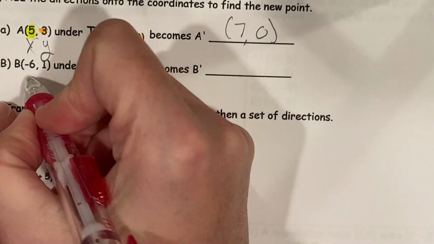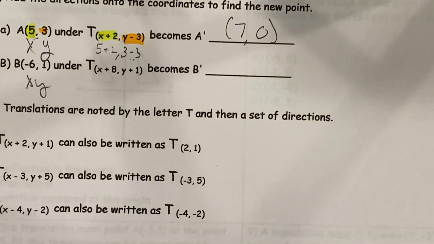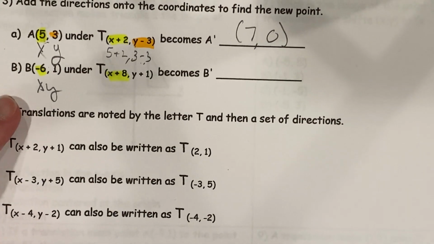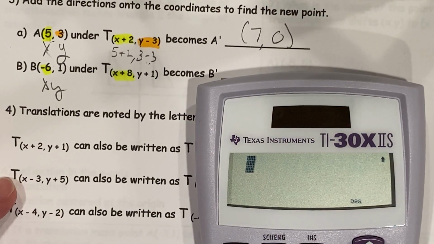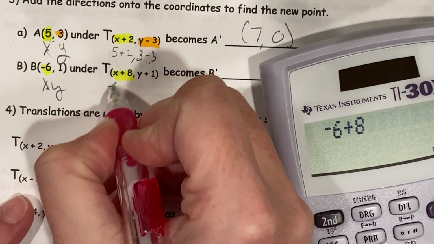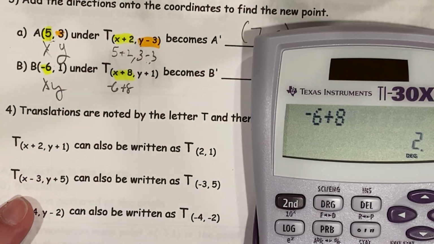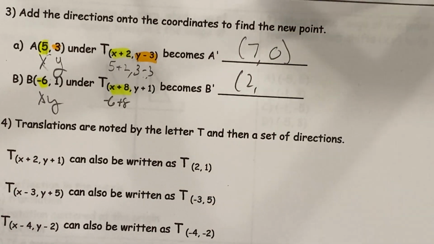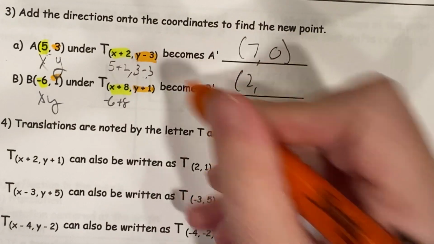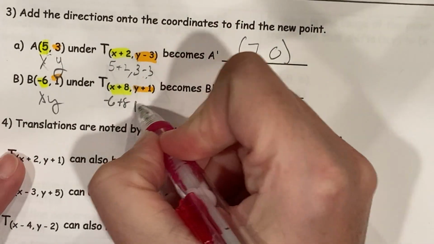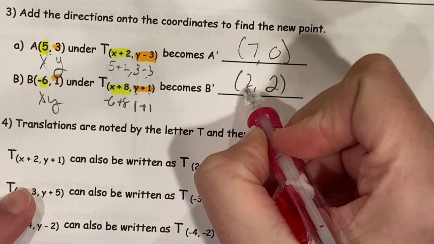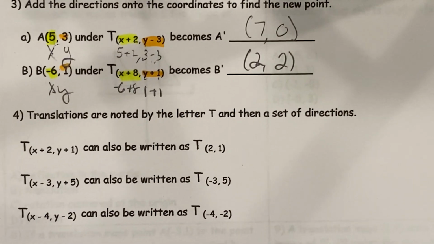Okay, let's try another one. We have x and we have y. So here's your x value. Here's what they want you to do with it. Okay, and if you're not sure, you can plug this right into the calculator. So it would be negative 6 plus 8. Okay, x is negative 6 plus 8. Well, what do we get? Positive 2. And now I'll do the same thing for y. And apply that rule to it. Take the y, add 1. 1 plus 1 is 2. So 2 comma 2 is that new coordinate.